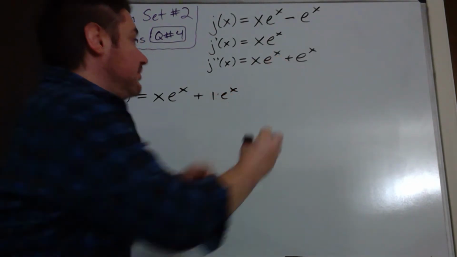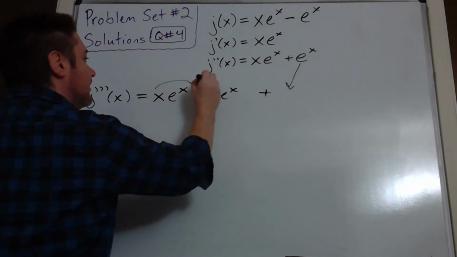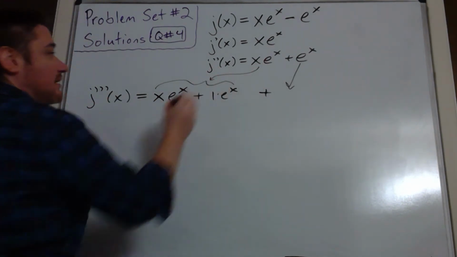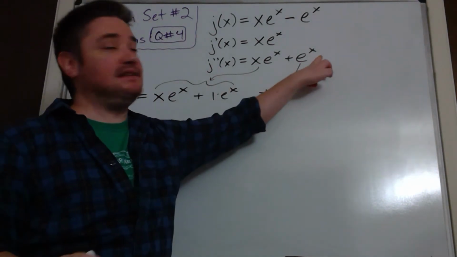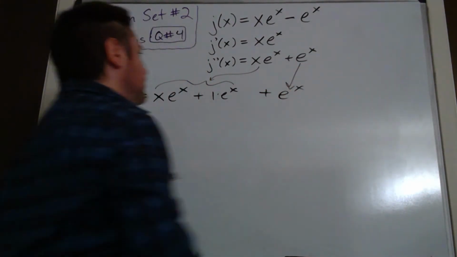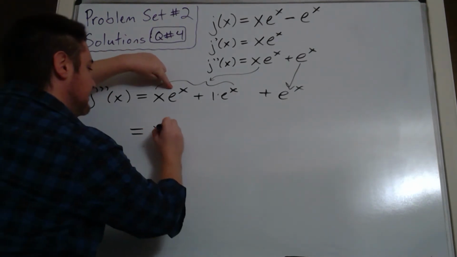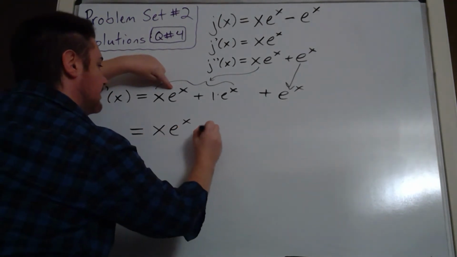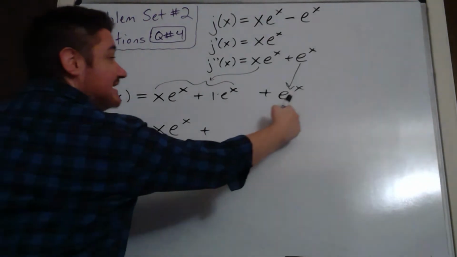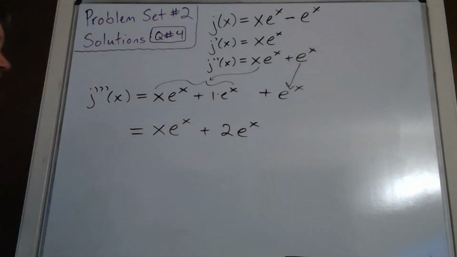And now, using the sum rule, all of this stuff right here is the derivative of that product, plus the derivative of this e to the x, which is e to the x, another copy of itself. So what did we end up with here? Again, we keep reproducing x e to the x, plus now I've got a copy of e to the x, plus a second copy of e to the x, so I've got plus 2 e to the x.